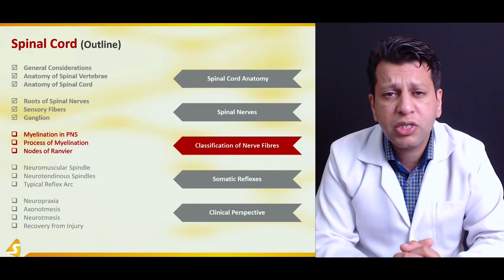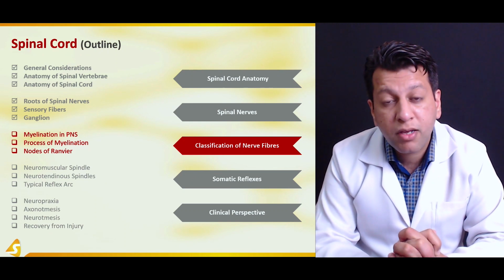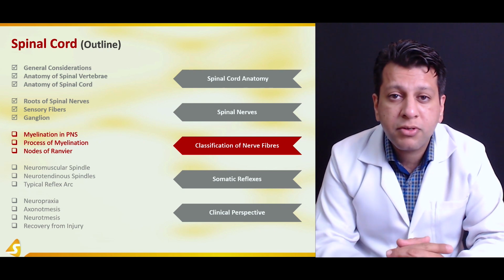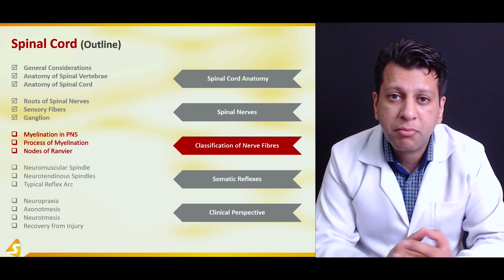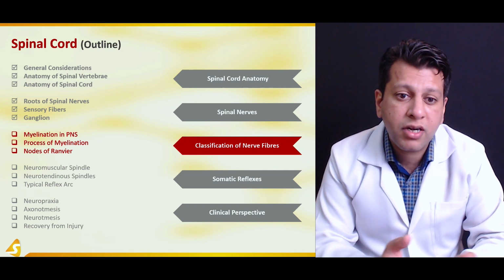In this, we will be going through how the nerve fibers are actually classified, what are different types of nerve fibers, what are A, B and C types, why they are called such types, and what are the different subtypes of type A fibers, that is alpha, beta, gamma, delta fibers, and why they are called alpha type fibers.